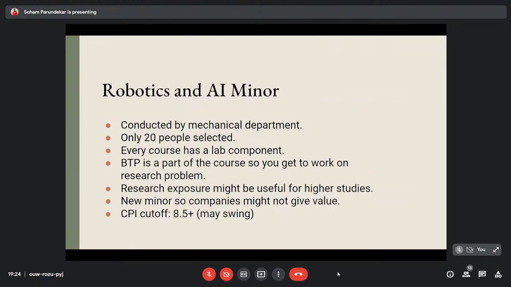And if you're interested in higher studies, then this project can be a very good point in your CV, as research exposure is a plus point, obviously, in your CV for higher studies. Right now for placements and internships, if you're interested in ML, then it would be a plus point, or else for higher studies, it would definitely be a plus point. Also, this is a new minor, so companies may not give you a very high value for this minor, and usually the CPI cutoff is around 8.5.